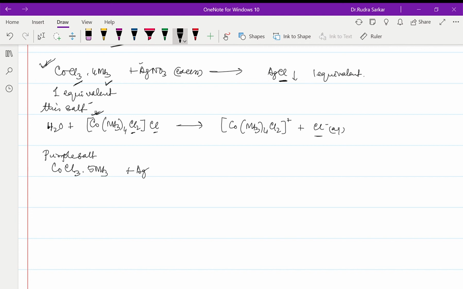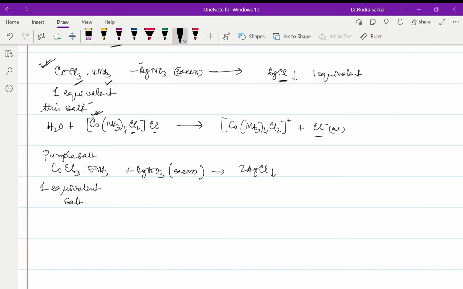and he added excess amount of AgNO3. Now if I tell you that we are getting 2 moles of AgCl for 1 equivalent of this salt, what will be your conclusion? How many chlorine are lying outside the coordination sphere?